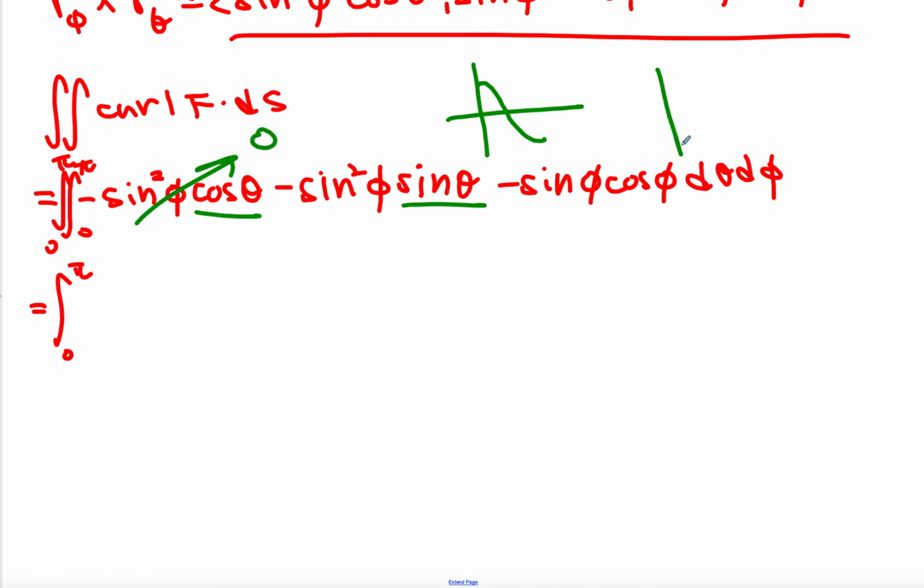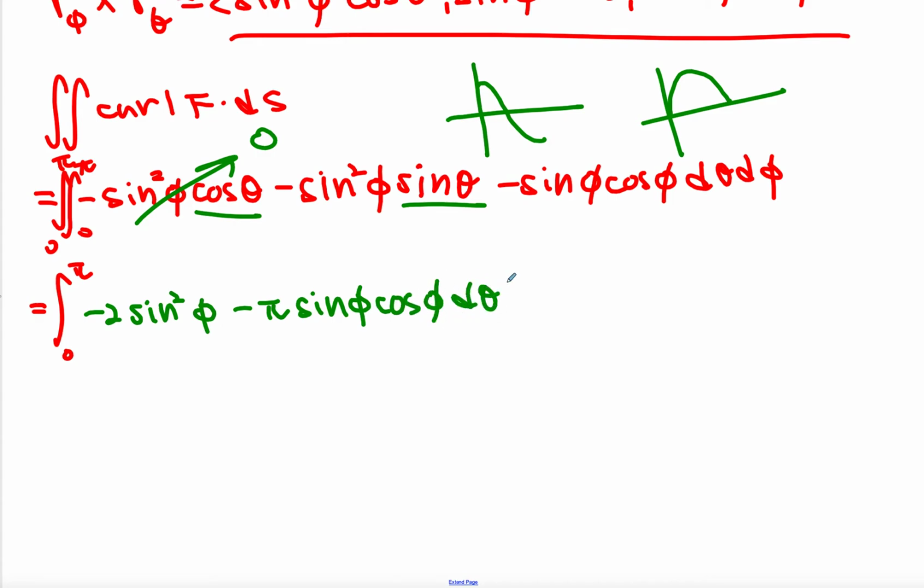And in the case of the sine graph, from 0 to pi, you get the first loop here, and each component is 1, 1, so this area is 2. So this one now becomes negative 2 sine square phi. And then here, I don't have any theta, I'm just going to multiply by pi. So what I'm getting is negative pi sine phi cosine phi d phi.